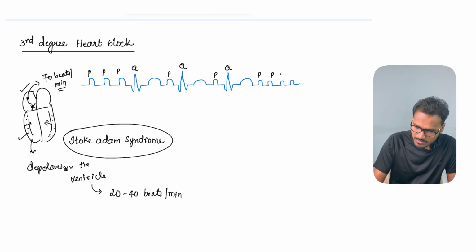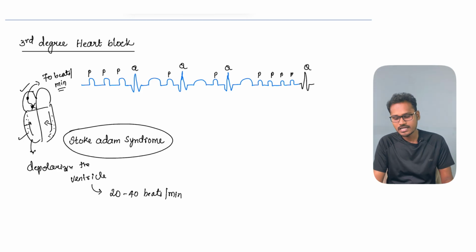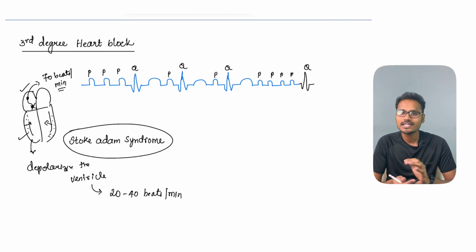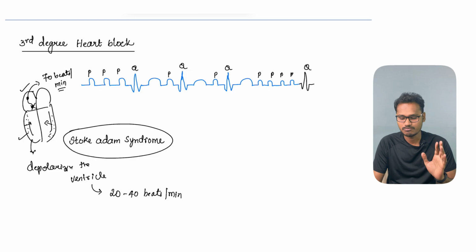Then there are multiple P waves coming in, then there is 1 QRS complex. So is there any pattern? There is no pattern. Here the atria is beating on its own, the ventricle is beating on its own. Then how will you calculate the heart rate of this individual? The heart rate of this individual will be calculated for both the atria and ventricle separately.